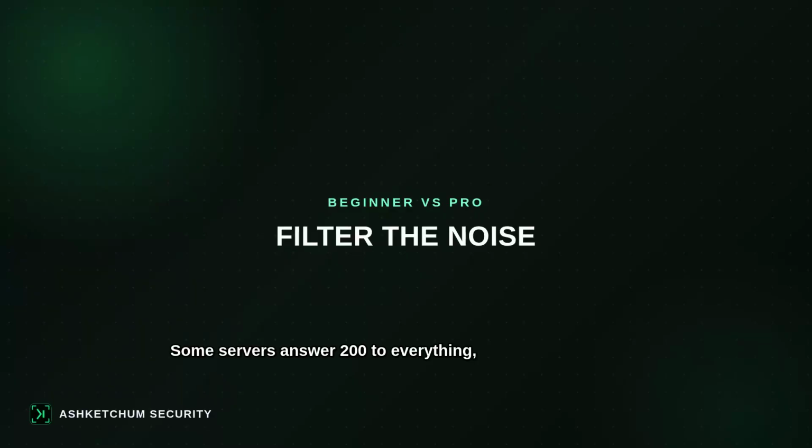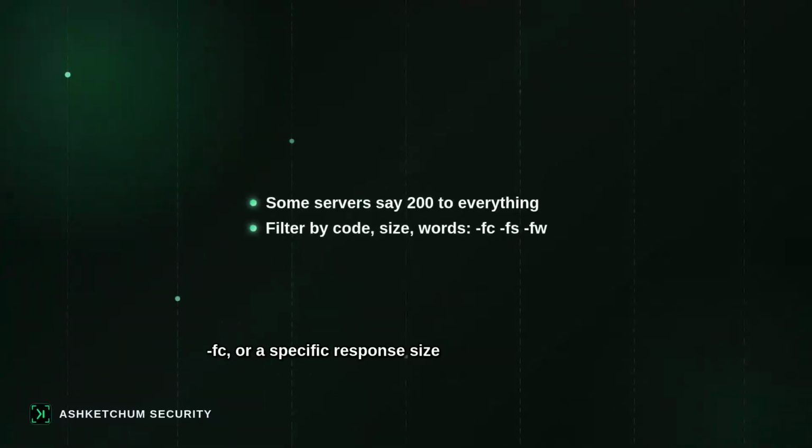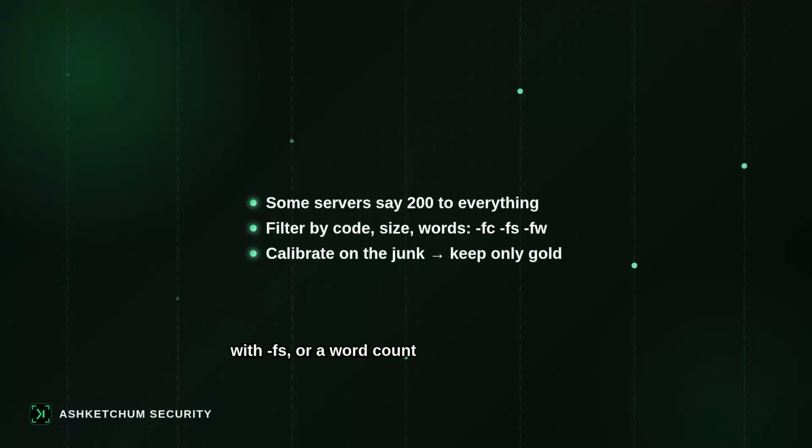Some servers answer 200 to everything, even garbage paths. So you filter by response, filter out a status code with -fc, or a specific response size with -fs, or a word count with -fw. The trick: run it once, see what the junk responses look like, then filter those out so only real interesting results remain. ffuf can even auto-calibrate this for you. Master filtering, and a wall of noise becomes a short list of gold.